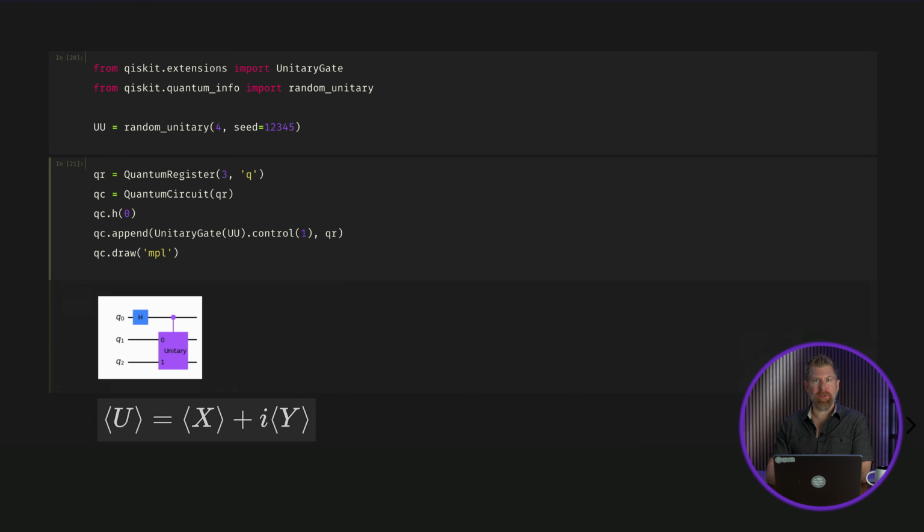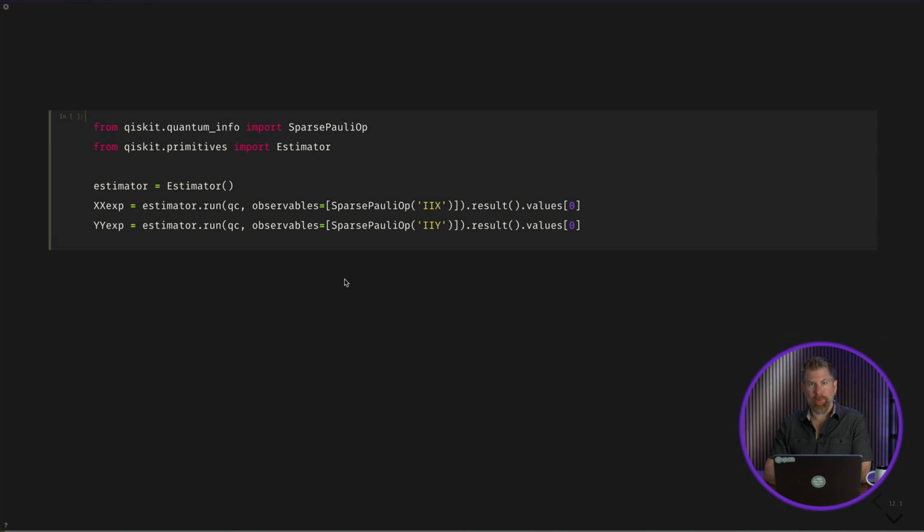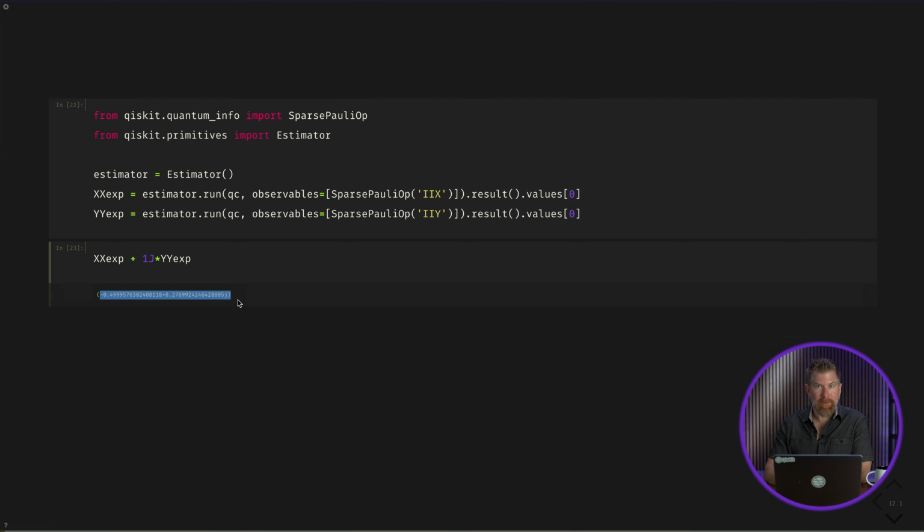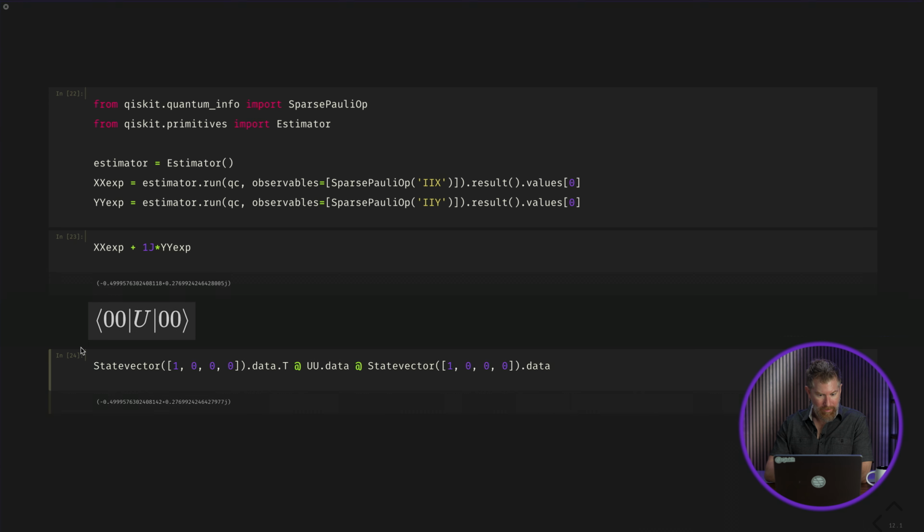Measurements in the X and Y bases correspond to real and imaginary values of the expectation values of U. Here we use the estimator primitive because it allows us to abstract those measurements. We just need to include the observables we want, in this case, just the X and Y on qubit 0. The overall complex expectation value is our X expectation plus i times our Y expectation. And we can see it here. Comparing this to the exact numerical value by obtaining the expectation value of U on the state 0,0 corresponding to the initial state that we were operating on, we can see we get to the same answer to about the 10th digit.